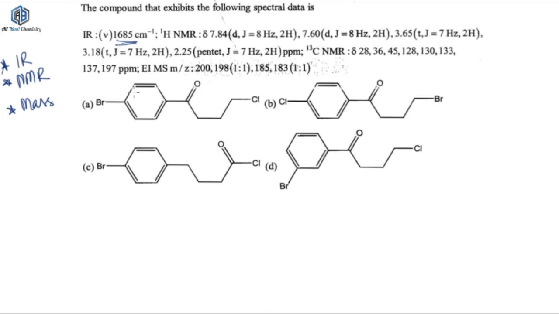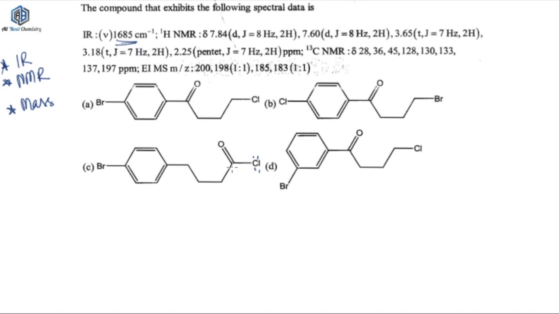Once you know that, you can easily say that option A has a conjugated ketone. This is the conjugation with this ketone. Option B also has a conjugated ketone. Option C does not have a conjugated ketone. You can see over here, it is not in conjugation.